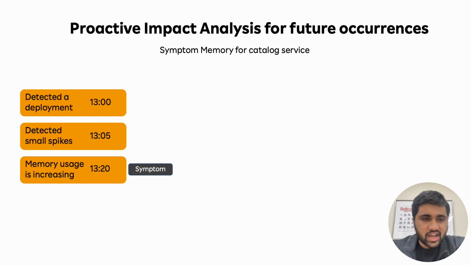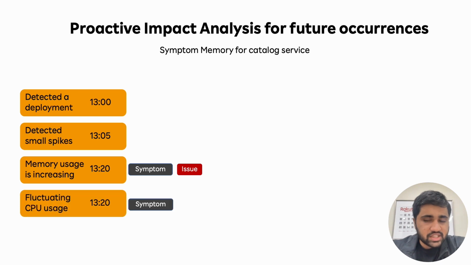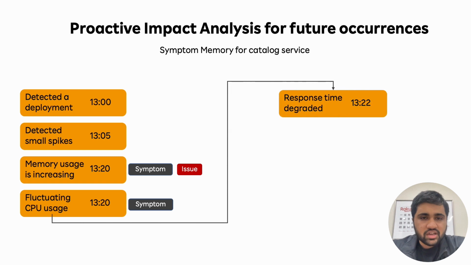And that's initially flagged as a symptom, but then it starts to become an issue. And because of this, the CPU usage starts to fluctuate as well. And that symptom leads to a degradation in the response time. So, just 22 minutes after a new application deployment, your response time is going down, and your users will start to see issues and they might get frustrated if the response time degrades too much.